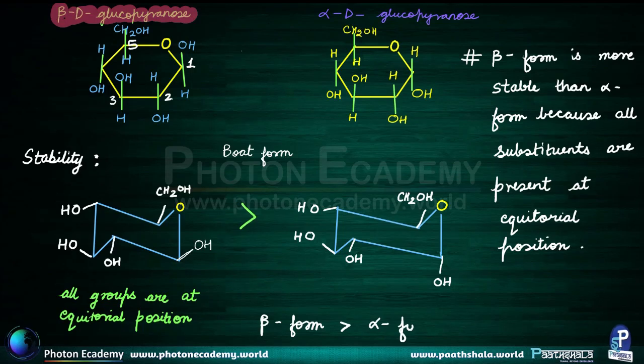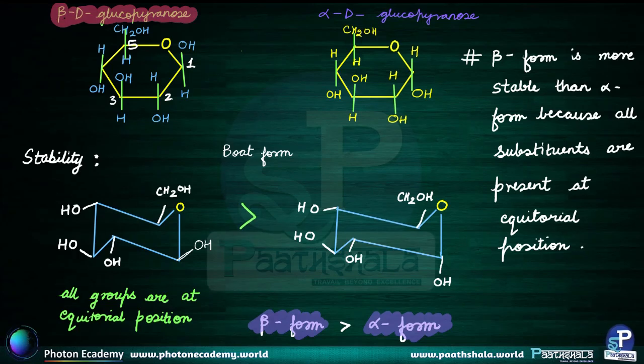So the conclusion that I can draw is this one. Okay, my beta form is more stable than my alpha form, and I have proved why it is so, because in the chair structure I have all the substituents present in the beta form at the equatorial position, and therefore making it more stable. So this is how I decide the stability order.